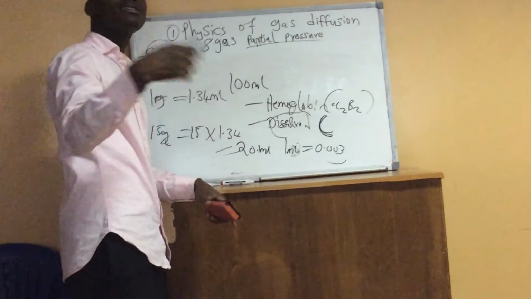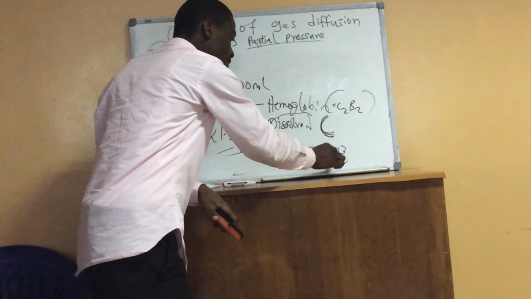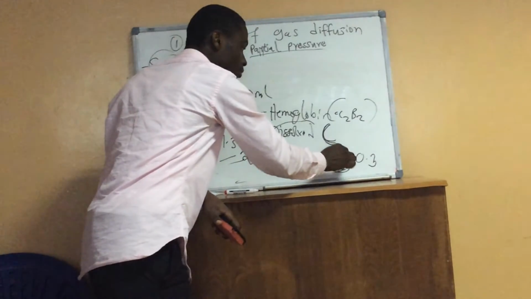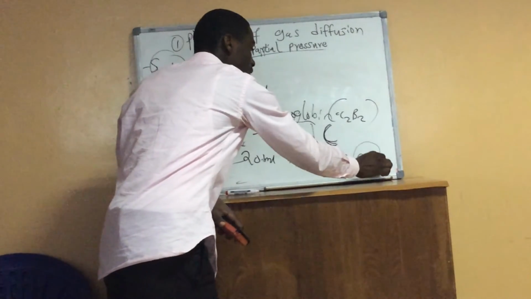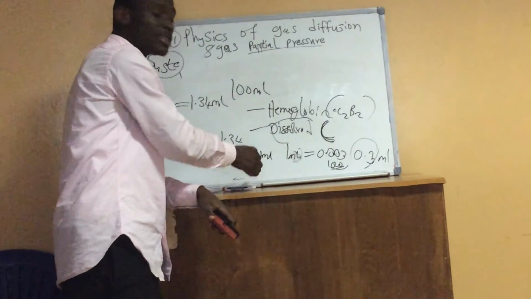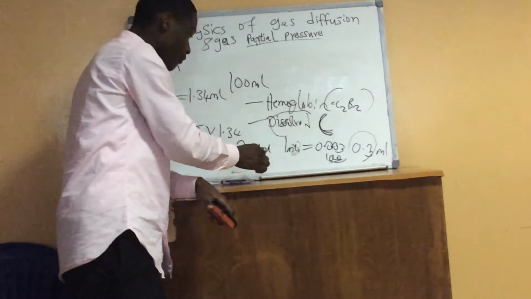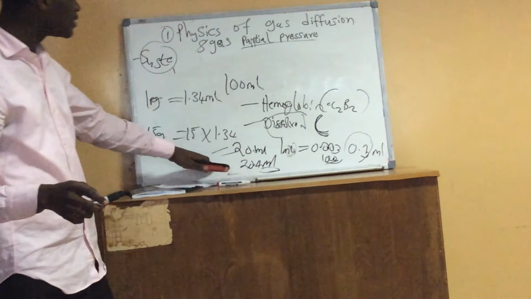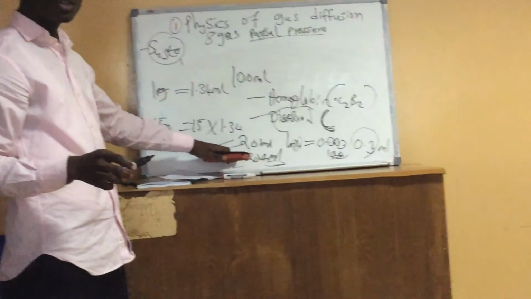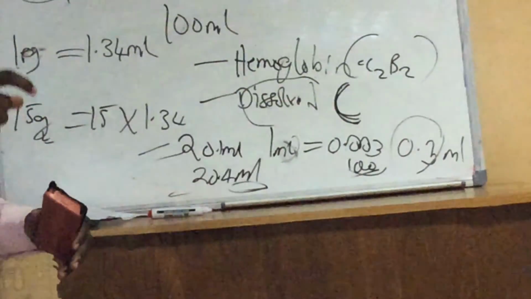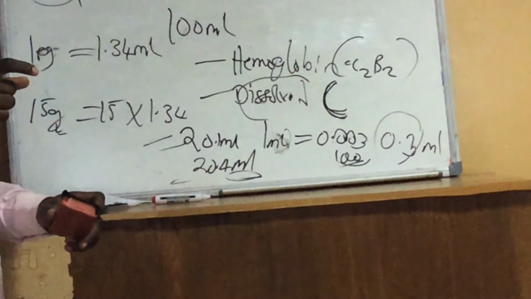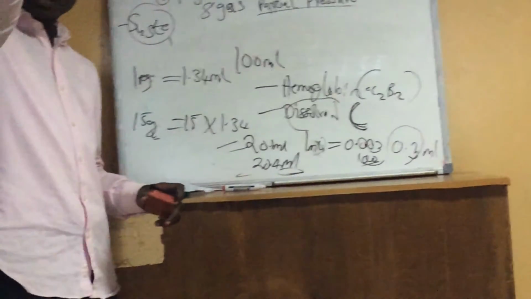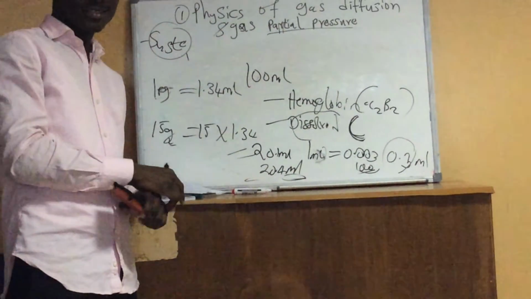Now, in 1 milliliter of blood, the dissolved form of oxygen is 0.003. So in 100 milliliters, what will happen? This one is very easy. It will be 0.3 milliliters. So if you add it up, 0.3 plus this will be about 20.4. So on average, this is the concentration of oxygen in 100 milliliters of blood. Are we getting the point?